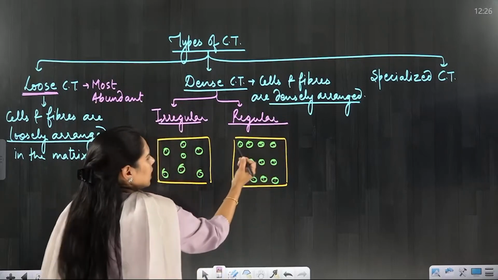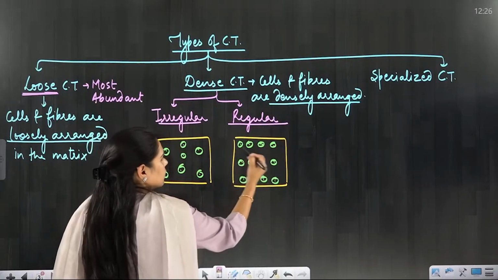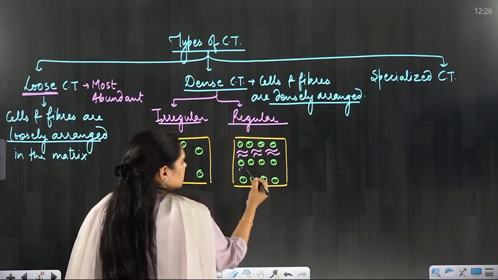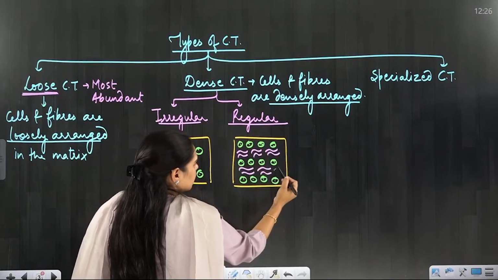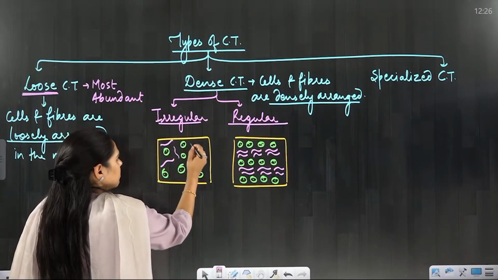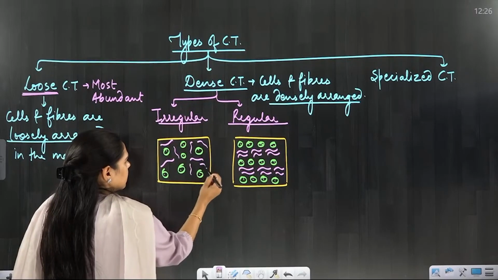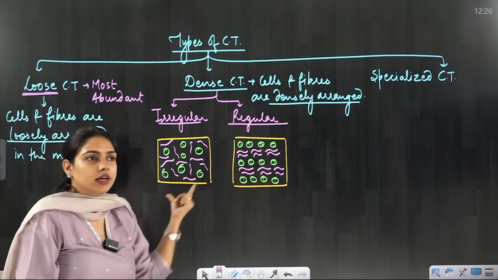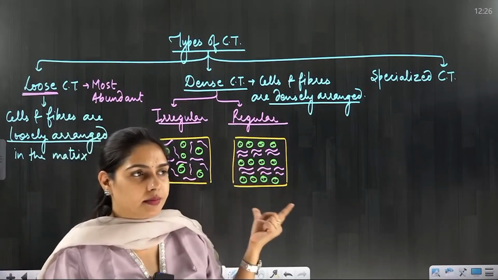So you can see a regular arrangement, beta, of cells and then fibers. Can you see? Fibers, they are having regular arrangement or irregular? Here anywhere fibers will be present like this. Here there is no regular arrangement. Are you understanding the difference between regular and irregular?